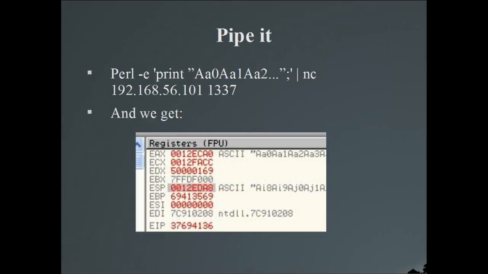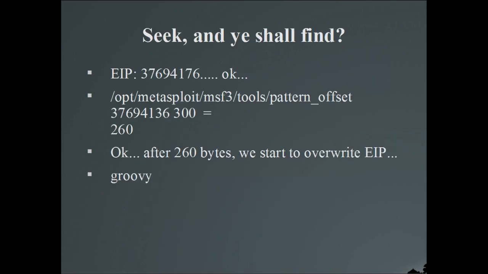Now, doing the same thing we did with Perl, you can pipe not just the 300 As, but you pipe that pattern into it. And we get, what is this? EAX is filled with A0, whatever, the beginning of the pattern. EIP, all of a sudden you get 37, 69, 41, 36. What does that mean?